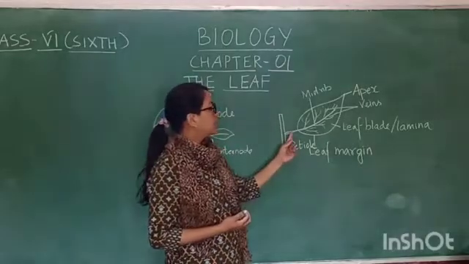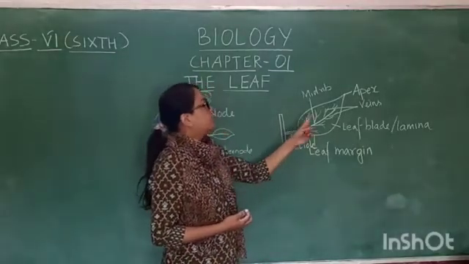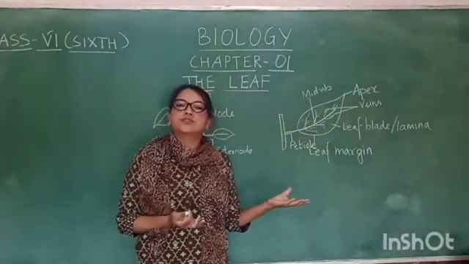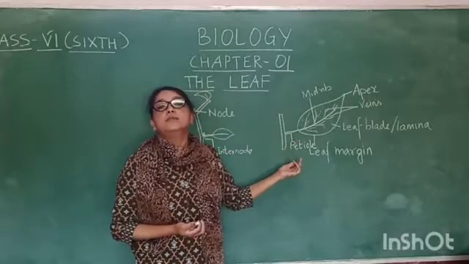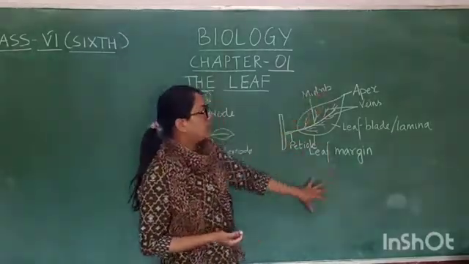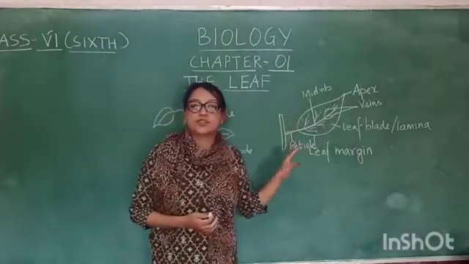What is it called? Petiole. It is the stalk by which the leaf is attached to the stem of the plant. So it is known as petiole. So this is all about the leaf, the structure of the leaf. This is the basic structure of the leaf.